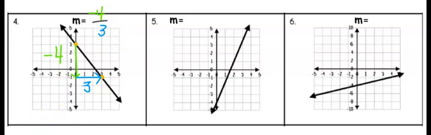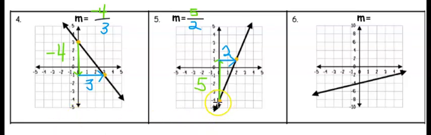Okay, try out this next one. We're doing rise over run. Find these 2 points. Make your right triangle, watch your direction, positive, negative, and come up with the slope for this next line. Turn the video back on when you're done to see if you got it.